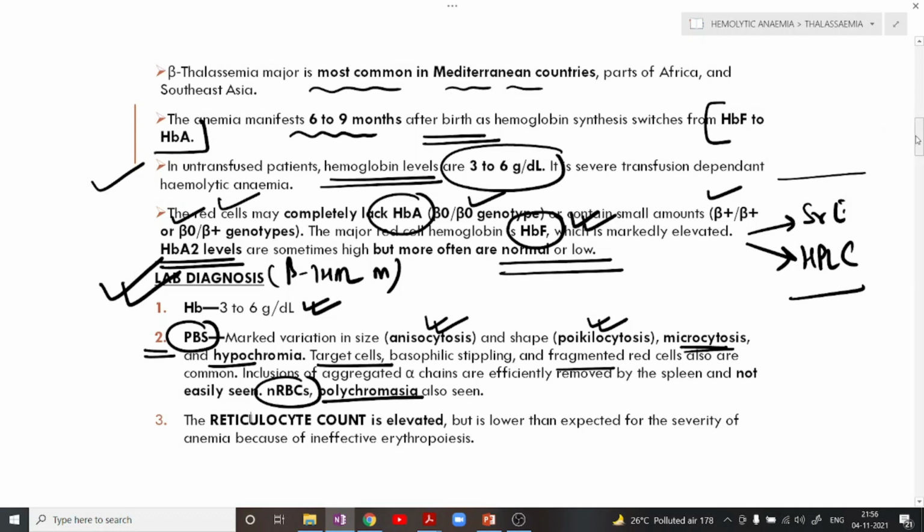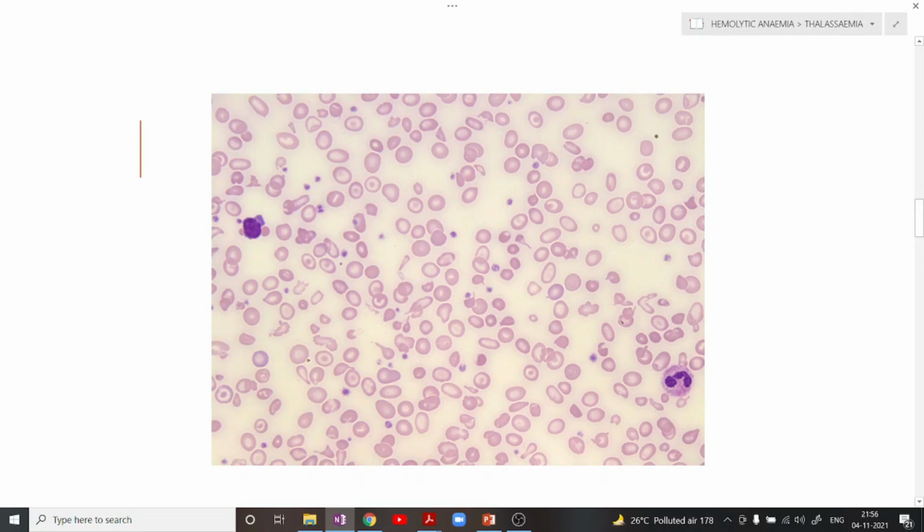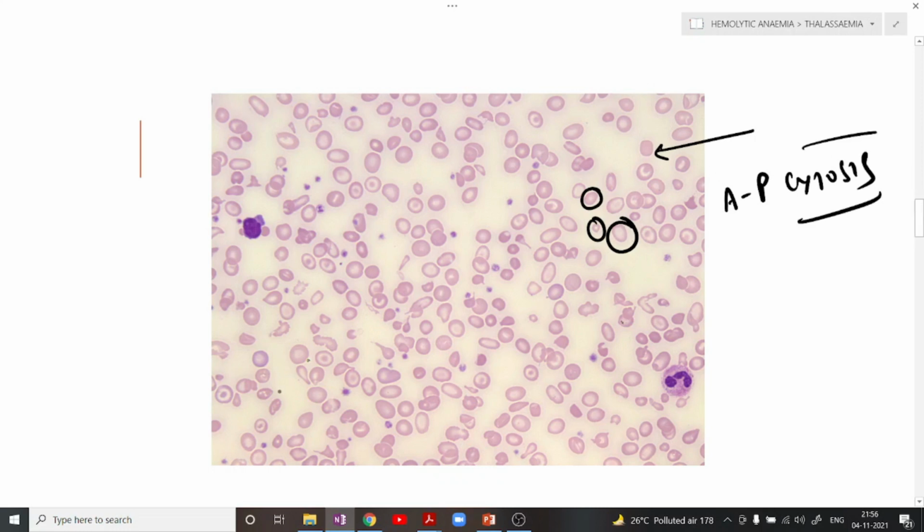So let us look at the peripheral blood smear. This is the peripheral blood smear. Now you can see one RBC, the size of which is this small, one is this small, one is this small. So anisopoikilocytosis is there. Also, if you see, what are these? These are target cells.